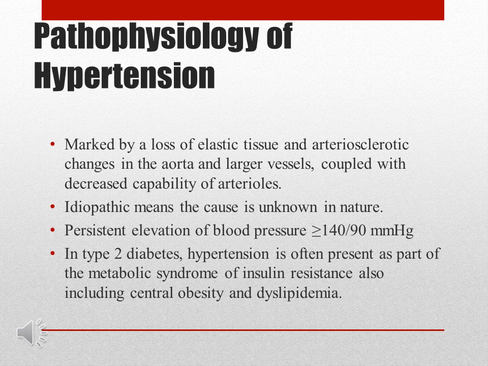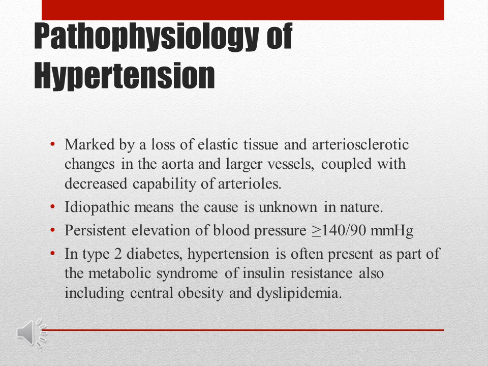Pathophysiology of hypertension. It's caused by a loss of elastic tissue and arteriosclerotic changes in the aorta and larger vessels, coupled with decreased capability of arterioles. There are two types of hypertension: idiopathic and secondary. Idiopathic means the cause is unknown in nature, and you will primarily see idiopathic hypertension in most of your home visits. Secondary hypertension means that something else in the body is causing this elevated blood pressure, such as chronic kidney disease or an acute kidney injury. In secondary hypertension, lab studies typically define what is causing this elevated blood pressure.